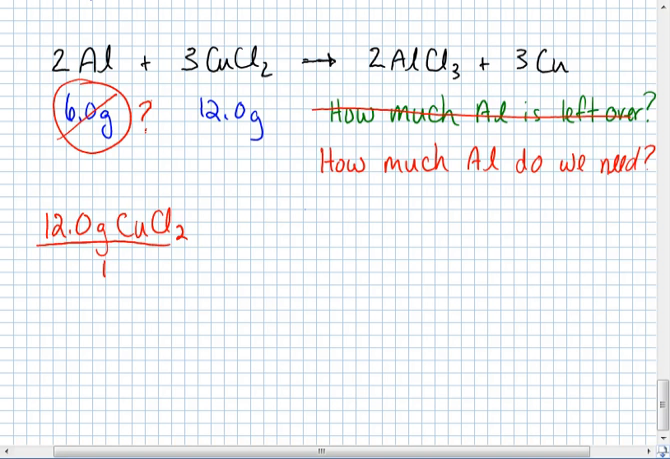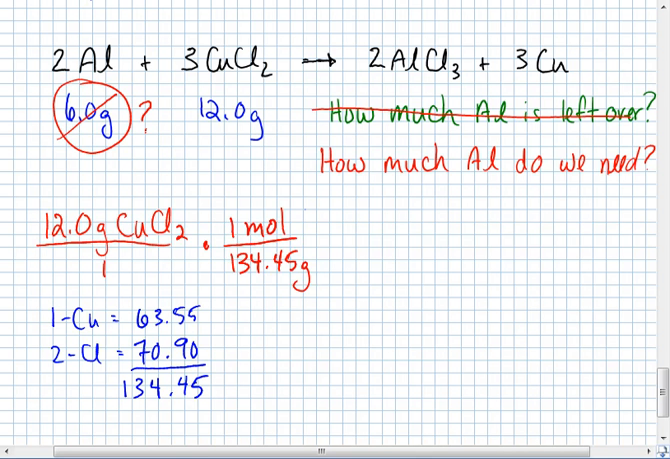So here's 12 grams of CuCl2. First thing we have to do then is figure out the molecular mass of CuCl2 to convert to moles. And just by adding up the molecular masses from the periodic table, we get 134.45 grams per mole. So that's what I'm going to divide by to convert my mass of copper chloride to moles, just like that.